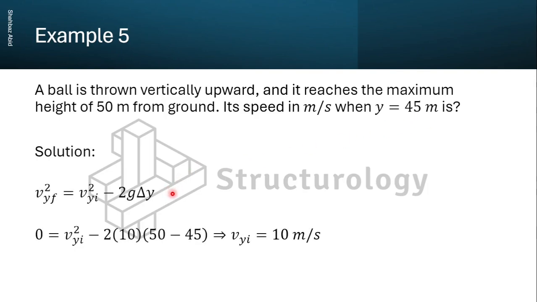We can use this equation of motion, substituting the final velocity equal to 0, the initial velocity unknown, and we have 50 as our final height and 45 as the initial height. We are going to get the initial velocity equal to 10 meters per second. So when y is equal to 45 meters, the velocity is equal to 10 meters per second.